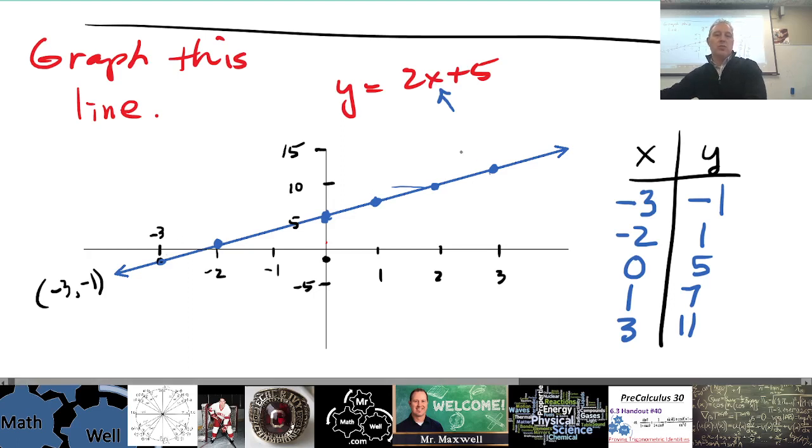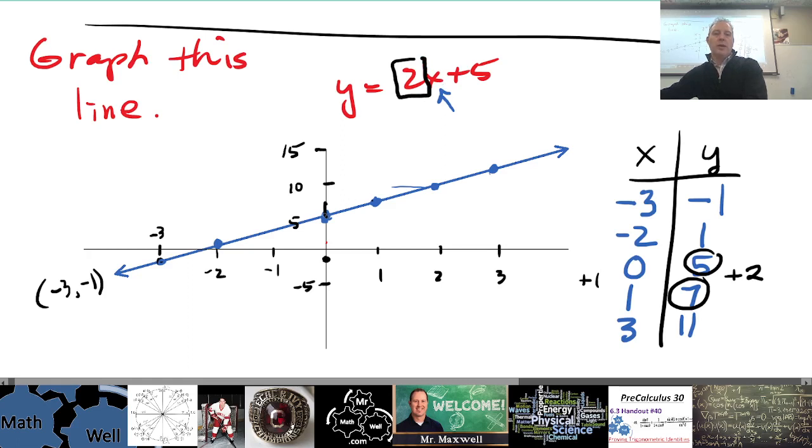If you want to calculate the slope between any 2 points, well, from 5 to 7. You see, we went from 5 to 7. That's 2. And this is 1. So the slope here is 2 divided by 1. Look at that. We have a 2 multiplied by the x.